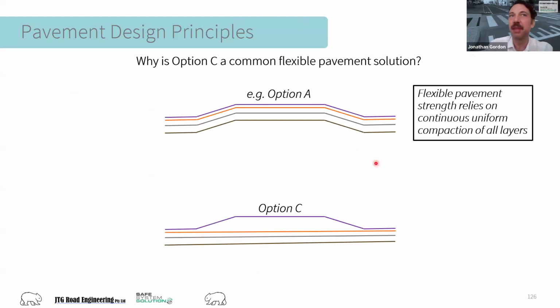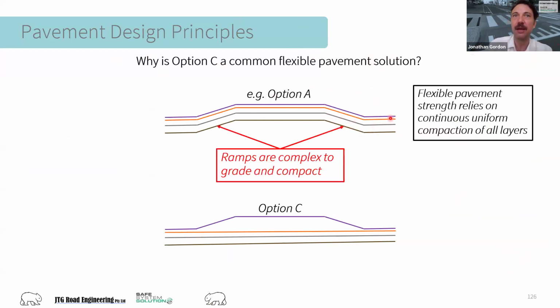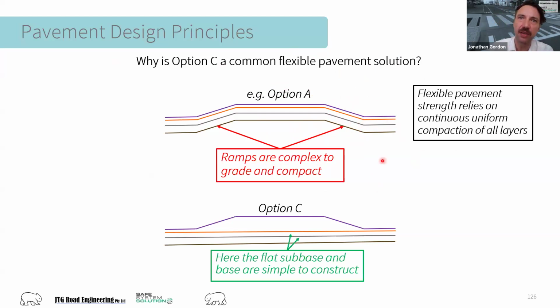It's because our flexible pavement systems rely on continuous and uniform compaction of all layers. And compacting all these layers is kind of tricky, particularly in the ramp sections. Ramps are complex to grade and construct, and they might not be of widths that are easy to grade and compact without hand compaction tools. So it's quite tricky to do.